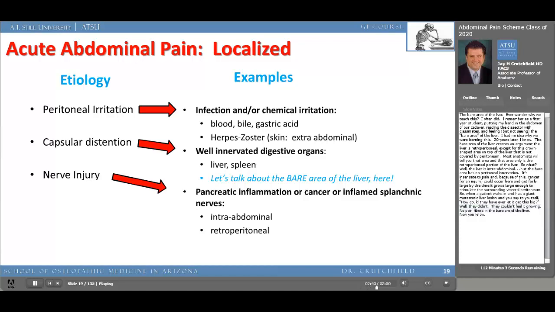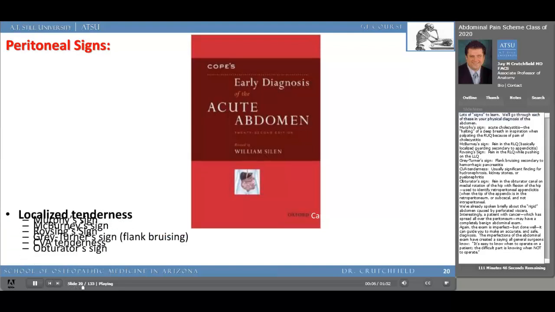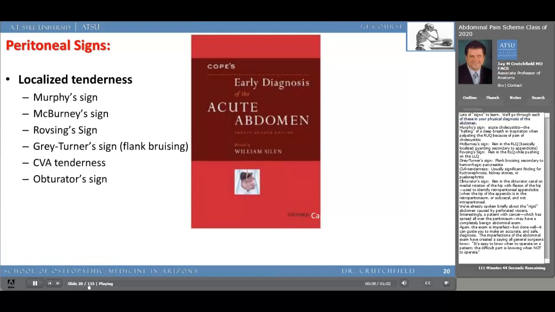Lots of physical exam signs to learn. We'll go through each of these in your physical diagnosis of the abdomen. But let's talk about a few that are listed here. Murphy's sign, usually associated with acute cholecystitis. It's the halting of a deep breath and inspiration when palpating the right upper quadrant because of the pain of underlying cholecystitis. A McBurney sign is basically pain in the right lower quadrant, which is associated with appendicitis.